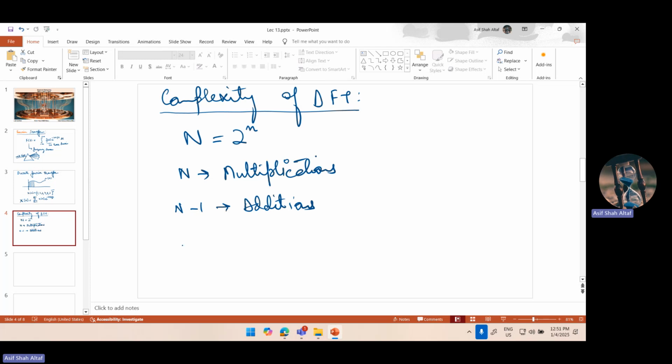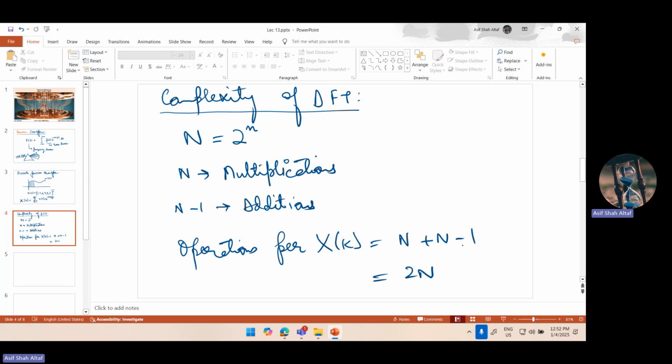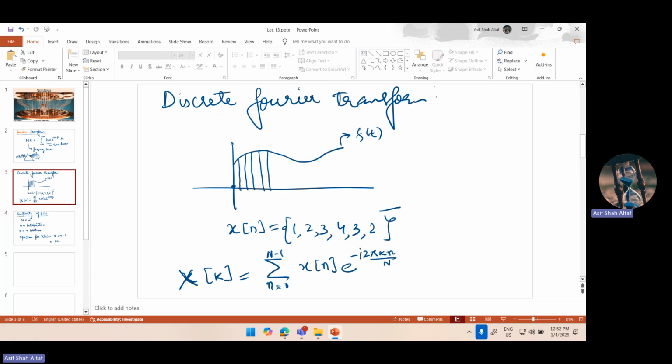So total operations per component X of k, let's say, is n plus n minus 1, which we can write as 2n, assuming n is very, very large compared to 1. Then you have to do the same thing with all the components. And if we have n elements here, then you will also have n elements in the Fourier transformed signal.